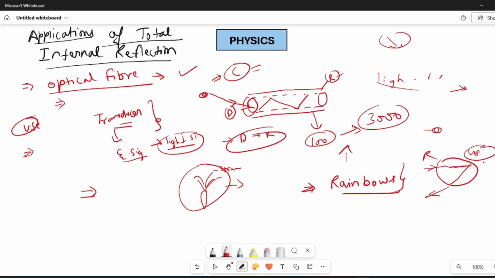So two refractions and one TIR happen here, which gives rise to rainbows. This is the primary rainbow we are talking about. If the process of refraction happens multiple times, you will get secondary or tertiary rainbows as well. So total internal reflection also helps explain the concept of rainbows.